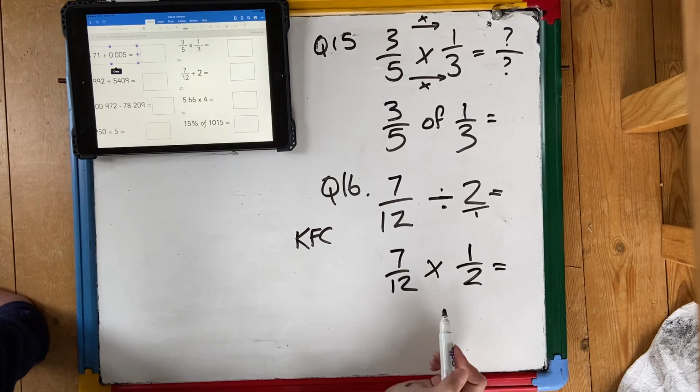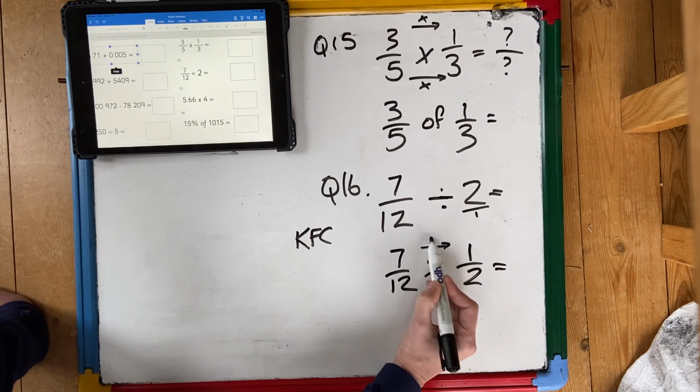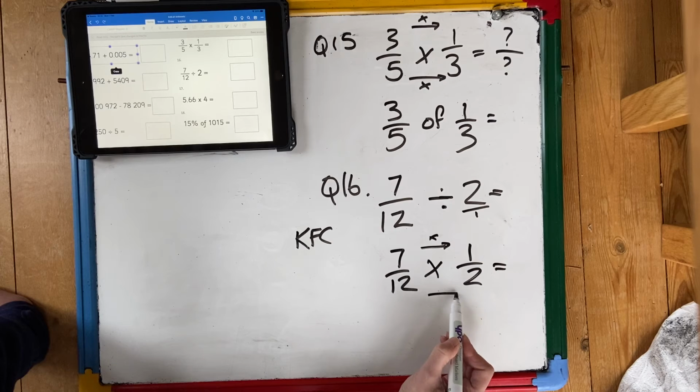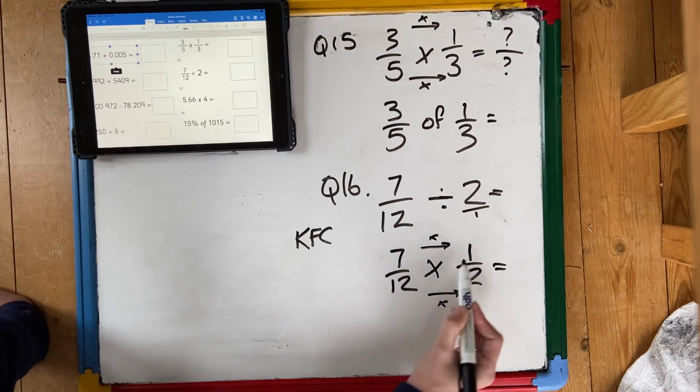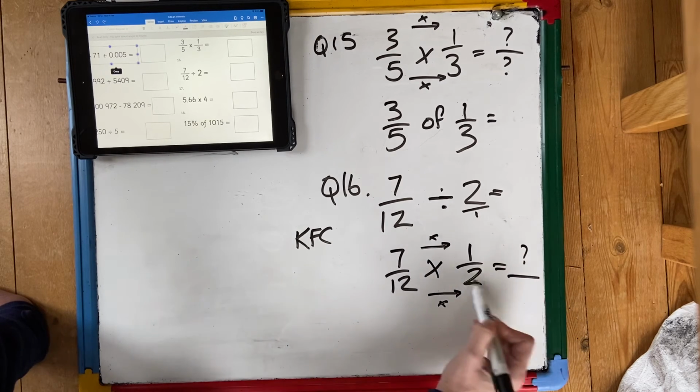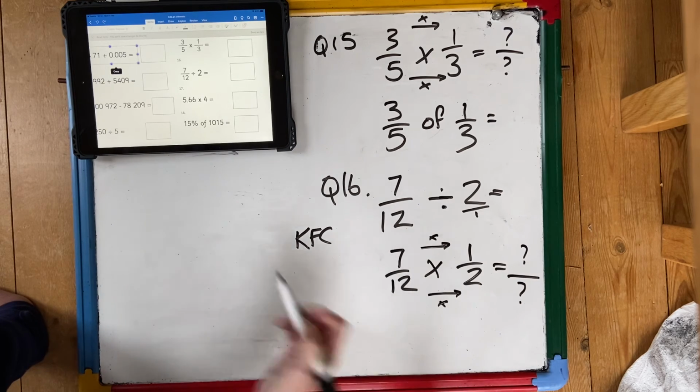Now just do exactly what we've done there. Multiply the numerators, multiply the denominators. 7 times 1 is what? 12 times 2 is what? Great job.